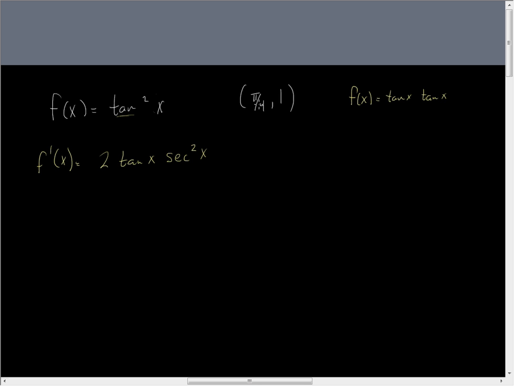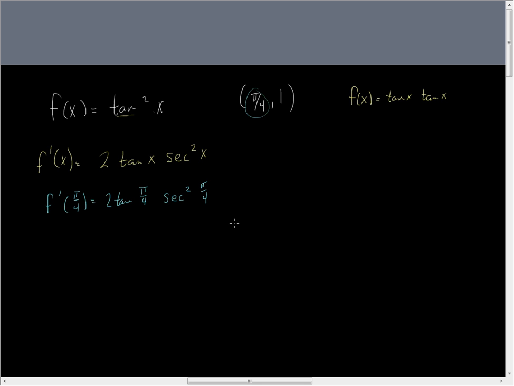Now we need our derivative at that point because that's the slope of the tangent line at that point. All right, so f prime of pi over 4 is equal to 2 tangent pi over 4 secant squared pi over 4. Now, as far as tangents and secants and cosecants and cotangents go, I'm not very up to it. Shh, don't tell anybody.